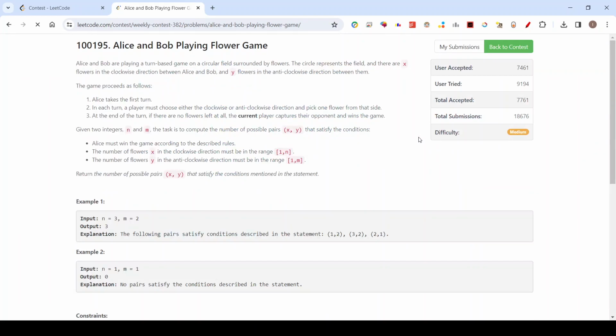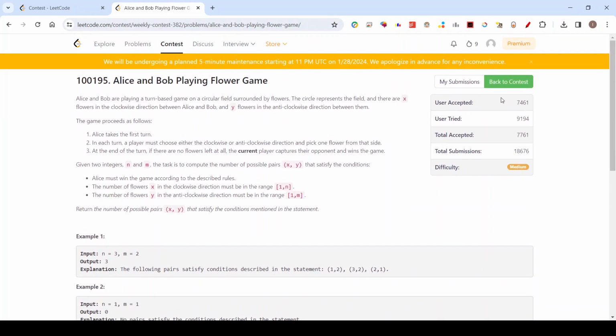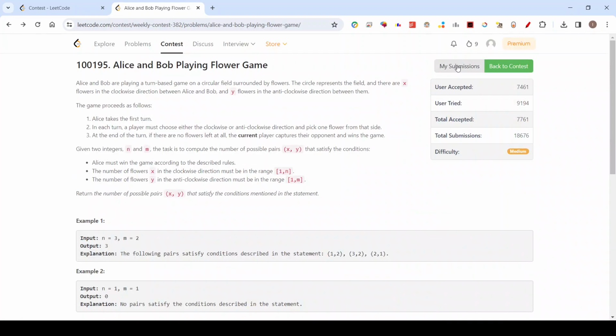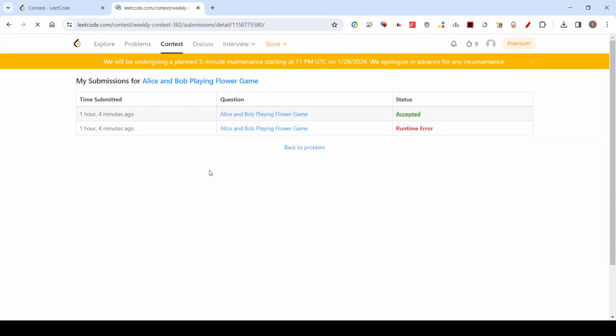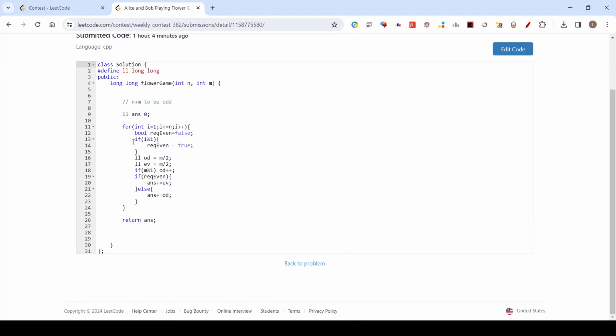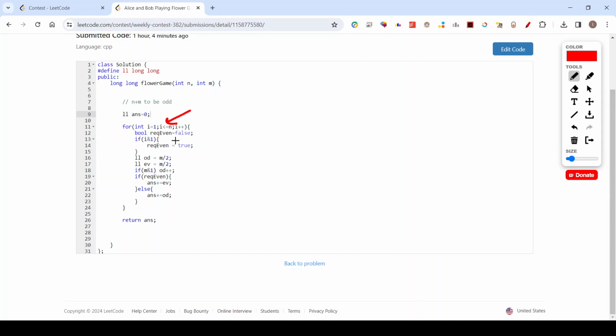I also got a runtime error because I forgot to use long. So I just did that. I initialize the answer to be 0, and in the range 1 to n, if I'm picking number i, what is required, even or odd, is just for implementation purposes. So if my i is even, I would require an odd number, right? Otherwise I would require an even number.